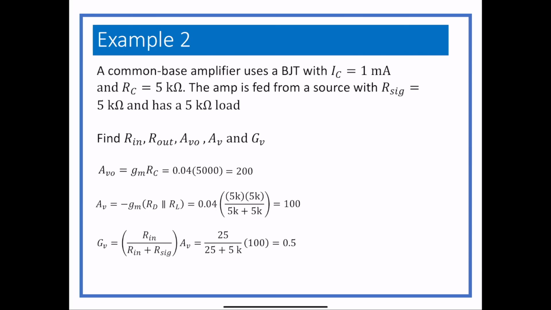Yes? Sorry, I lost you at Rin. Is that also little RE? Little RE? Yes, yes. That's why these amps are so awful, because the gain went from 100 down to 0.5 because of the input resistance. Whereas with a common emitter, we had the exact same situation, but because the input resistance is bigger, we got a gain of minus 33. So that's basically what happens if you just try to use this as an amplifier by itself. It ends up getting rid of the signal.